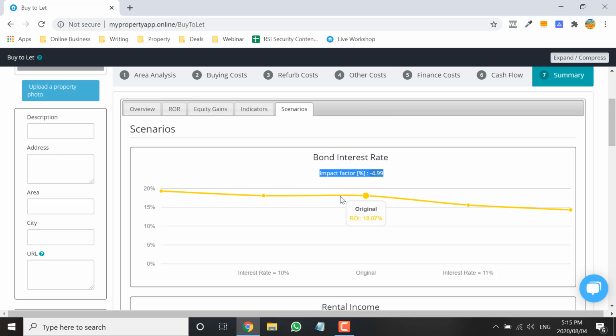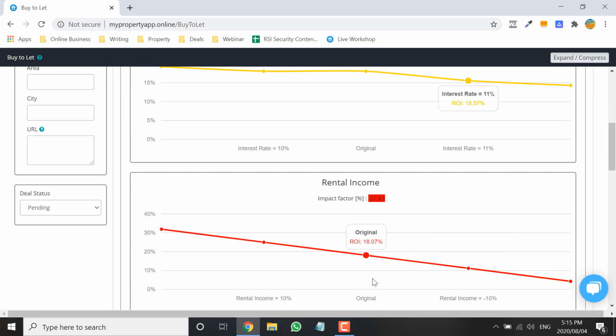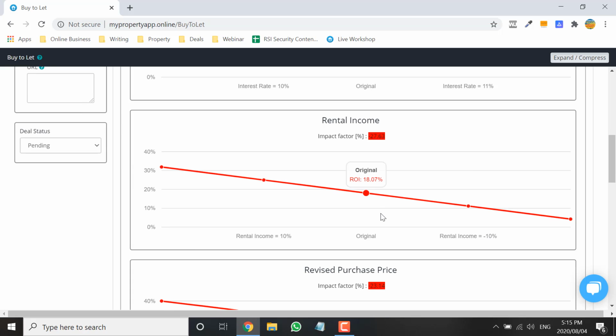Anything that is yellow or green or blue means it's got a low impact. Meaning that it can change quite substantially, but it won't have such an enormous effect on the deal. You can see here that between a 9.5% interest rate and an 11.5% interest rate, there's a small difference in the return on investment. It's got a low impact. If we go down here to rental income, you can see rental income is red, which means it's a high impact variable. At the rental income as it originally stands, 18% is the return.